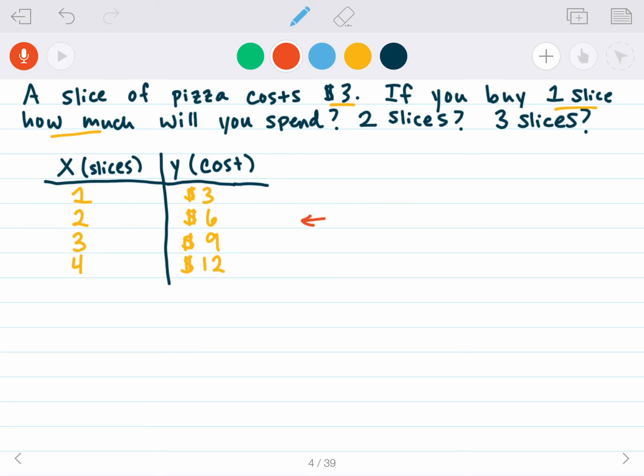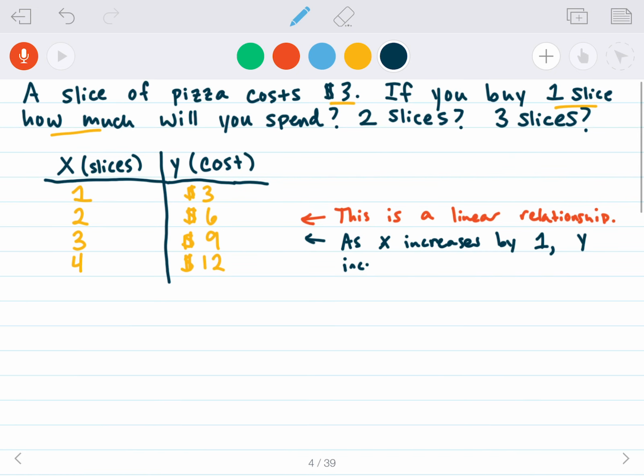So this is a linear relationship. And what makes it linear? Well, the reason that it's linear is, as the independent variable, which is x, increases by 1, y increases by a set amount. And what is that amount? So we're increasing a set amount from one to the next, and that's going to be $3, right?